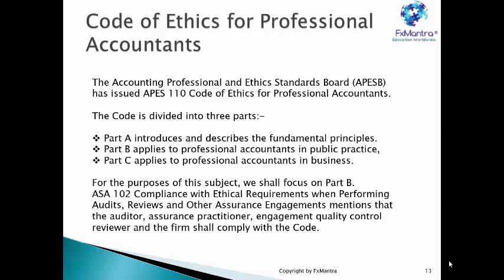The code is divided into three parts. Part A is about the introduction and the fundamental principles in the code which are applicable. Part B applies to professional accountants who are in public practice. That means, for example, the audit practitioners. Part C applies to professional accountants in business.